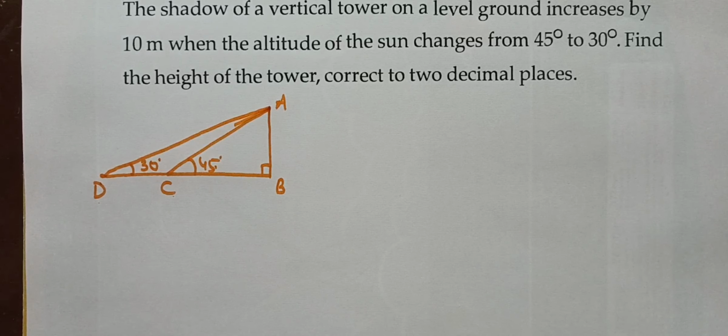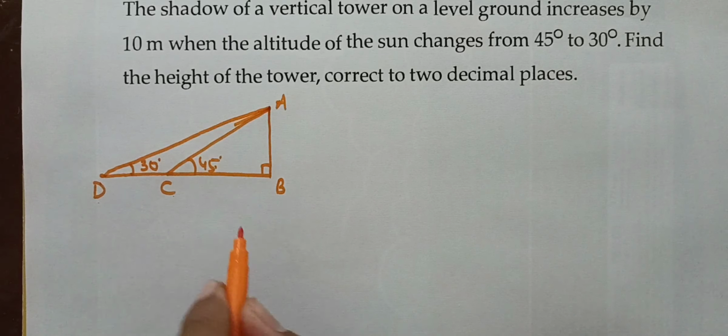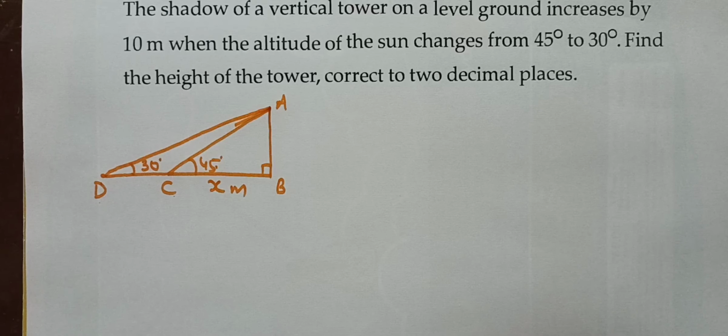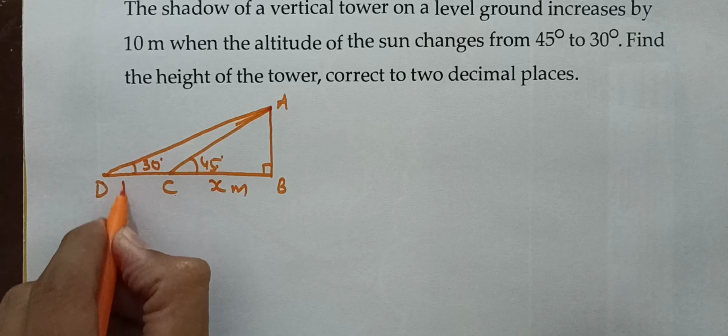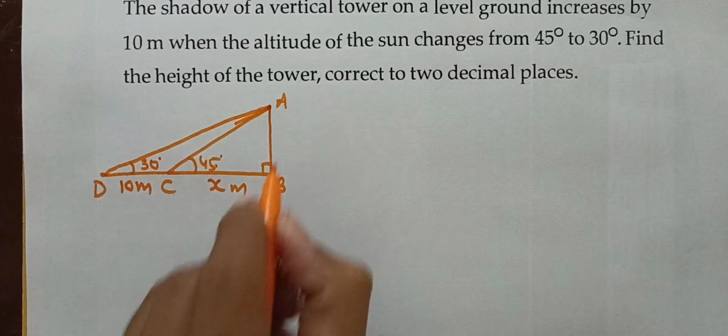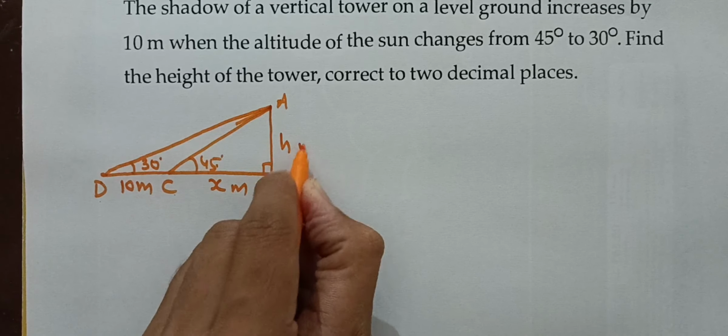Then after, what we have to do? The question already says that the shadow of the vertical tower on level ground increased by 10 meter. So initially the length of shadow is B to C. We can consider that length as x meter. Now if the angle changes from 45 degree to 30 degree, the length of shadow increases by 10 meter. So 10 meter is C to D, that increment in the length of shadow. And at last we have to find the height of the tower. So we can consider AB as h meter.